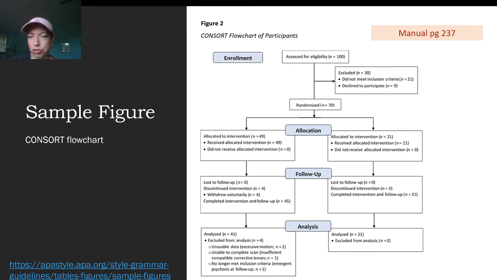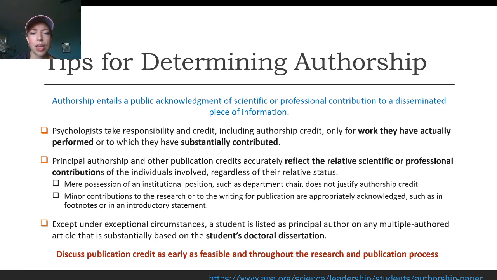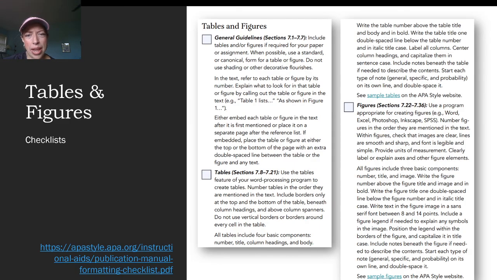And a flowchart figure, this one doesn't have any notes, that's fine. And this slide's about authorship. Again, I'm not going to focus too much on it, but those are the things that I want you to know about APA. Abbreviations, numbers and words, tables and figures. Those are the main things, and we'll pick up little tidbits as we go along.